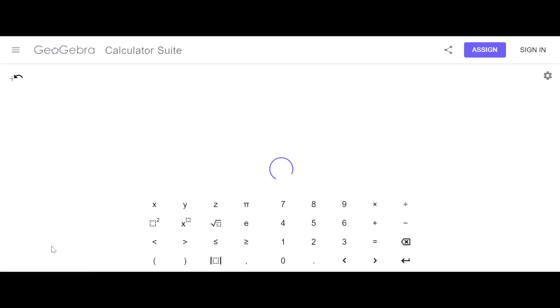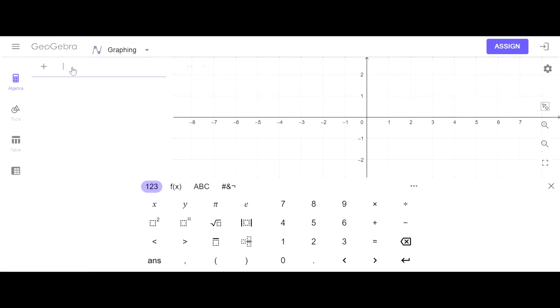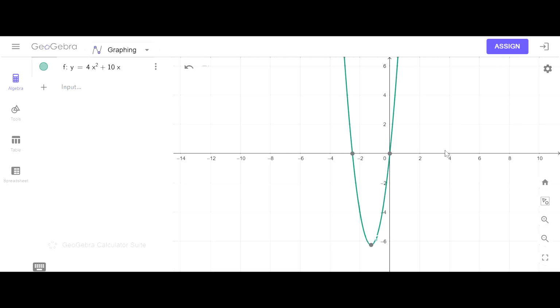Oh, start the calculator. Come up to your input, type in y equals negative 4t squared plus 10t, and it didn't like it, probably because we're using t, so we're going to go back to just x's. GeoGebra does not like weird letters. Okay, there we go. Now it gave us a nice pretty problem, and it wanted to know the vertex, I think. So if we come down here, there we go. The vertex is negative 1.25 and negative 6.25.